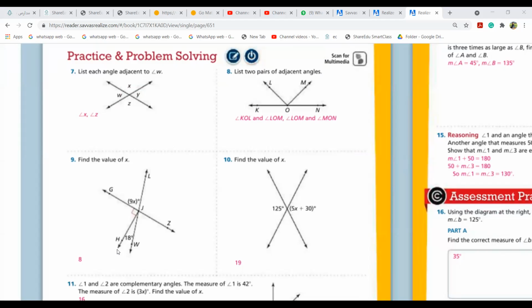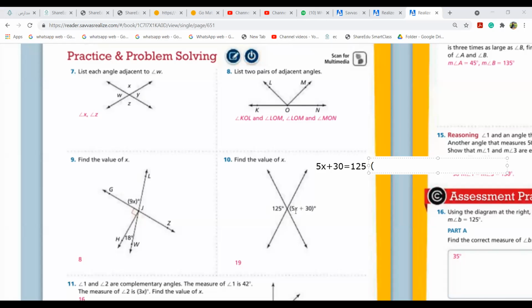So 9x equals to, 1 minute. First write down the 7th and now question 10. Again, I'm asking 5x plus 30 equals 125. They are opposite to each other.